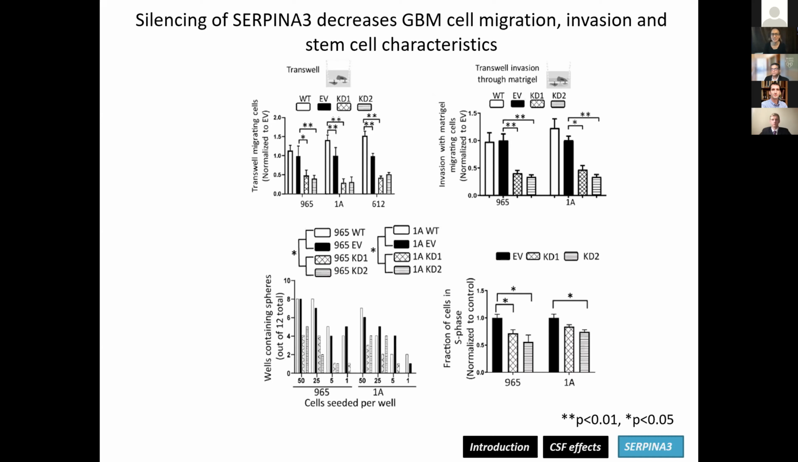Yeah, that slide, thank you. We also saw that by knocking down SERPINA3, we were able to decrease stem cell characteristics, including tumor sphere formation, as well as proliferation by inhibiting the cell cycle in cancer cells.